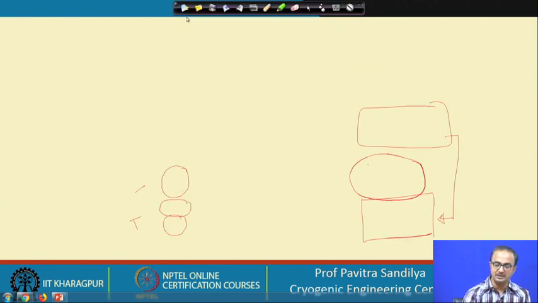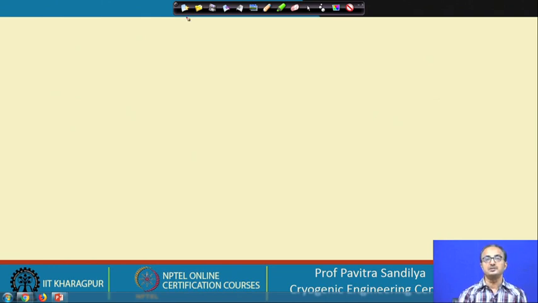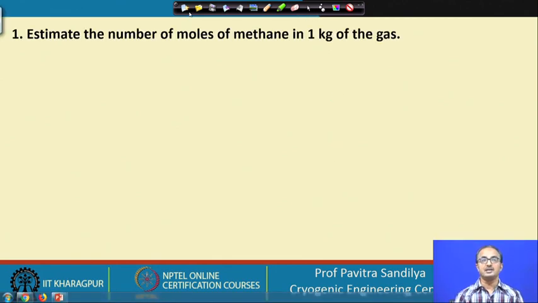And we shall be needing this kind of unit conversions many times in our future analysis. Okay, now let us take up a problem to demonstrate the fundamentals we have learned so far. The first problem is to estimate the number of moles of methane in 1 kg of the gas. To solve this problem, let us see how we do it. First, let us see what is given to us.